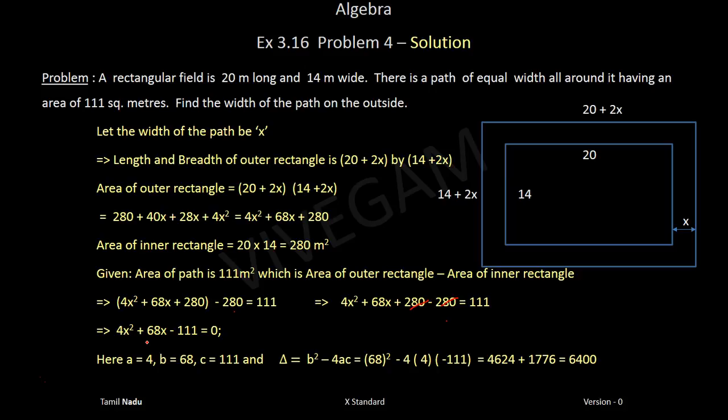So, what's the formula method? A equal to 4, B equal to 68, and C equal to minus 111. Okay. So, the delta, the discriminant, is b square minus 4ac, that is 68 square minus 4 into a, which is 4, into c, which is minus 111. So, all these things lead to 6400.